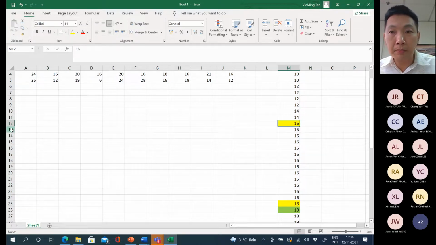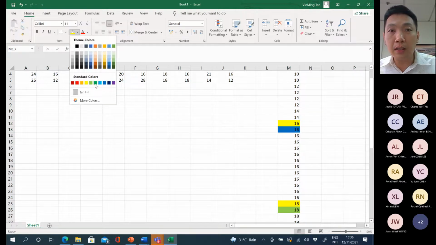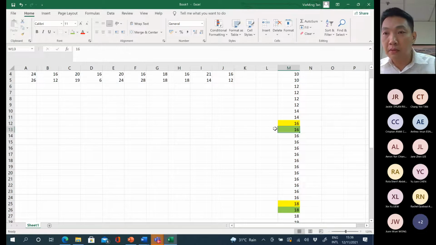Okay, term 13 is this number. Incidentally, both numbers have the same value. But how to do the calculation? This is the term 12 value, this is the term 13 value. Now we go back to our Microsoft Word.